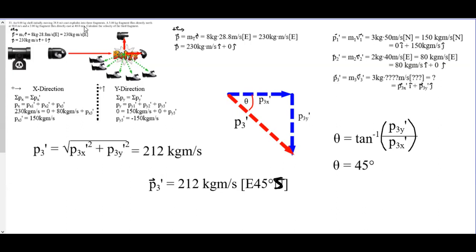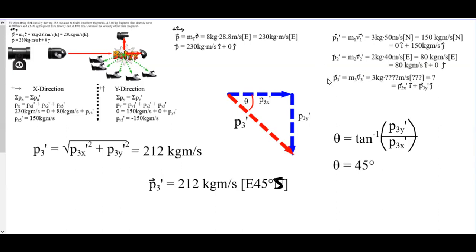Now, the question asked for, you probably can't see the question anymore at this point because I made it really small just to fit everything in. It did ask you to calculate the velocity of the third fragment. We did not do that. We calculated the momentum of the third fragment. So we did not calculate the velocity, we calculated the momentum. But the last step is pretty easy.